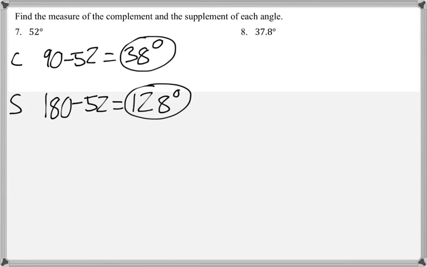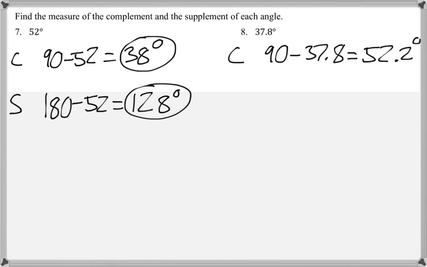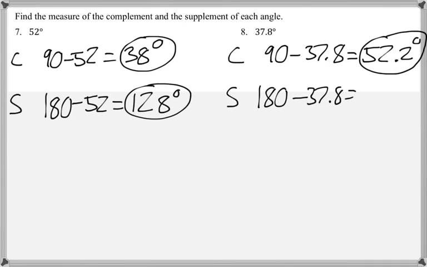For number 8, it's very similar. To find the complement, we need to take 90 minus 37.8 to get 52.2. And then to get the supplement, take 180 minus 37.8 to get 142.2.